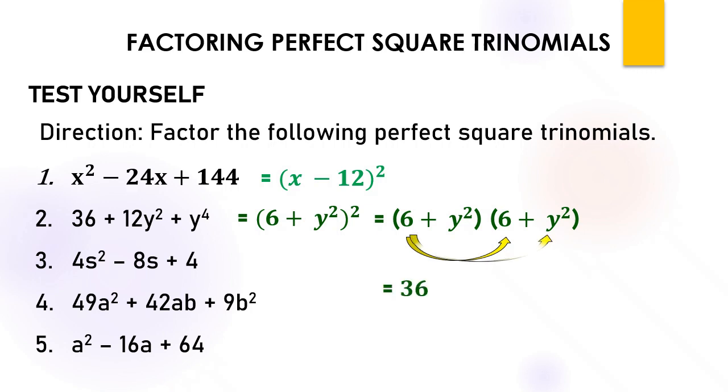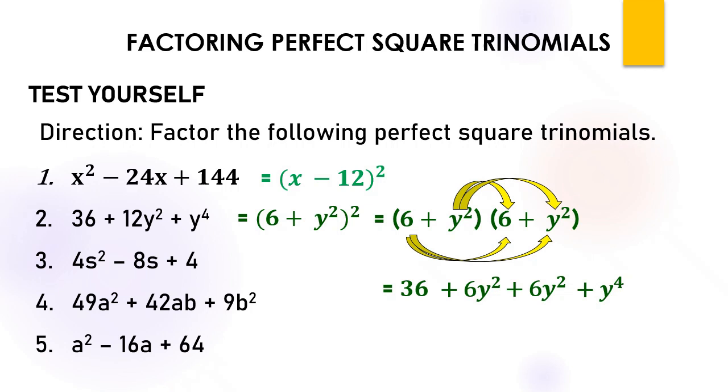Next, the outers. The outers are 6 and y squared. So 6 times y squared will give us positive 6y squared. Inners, y squared and 6. Y squared times 6 will give us positive 6y squared. And then the last terms in the binomial, y squared and y squared. Y squared times y squared will give us positive y raised to the fourth power. Same base, add their exponents. 2 plus 2, so our exponent is 4.